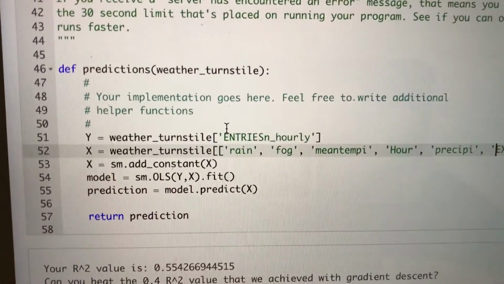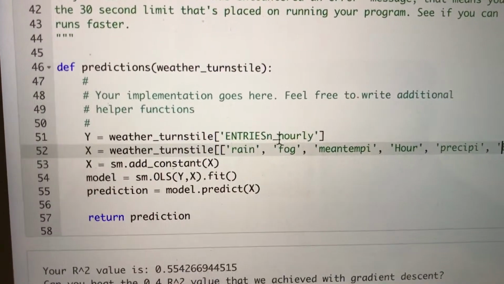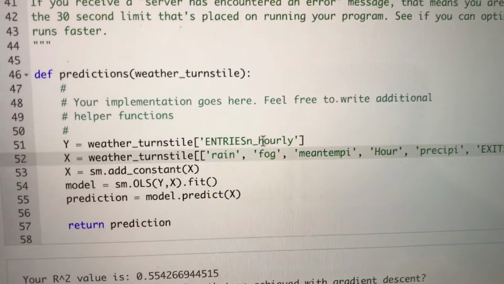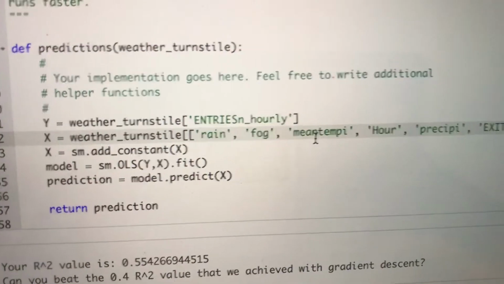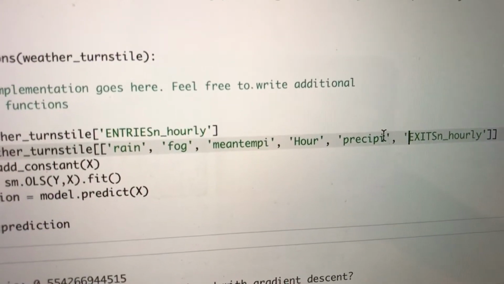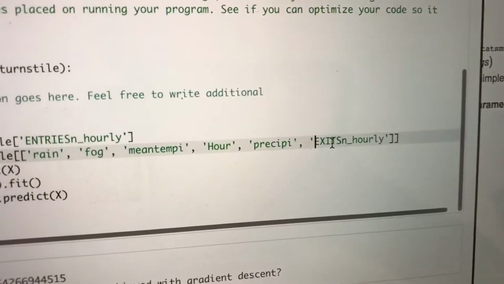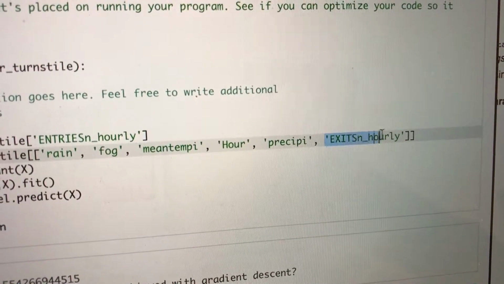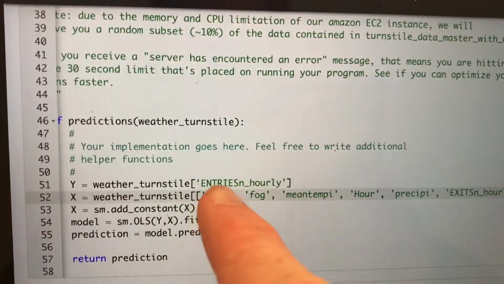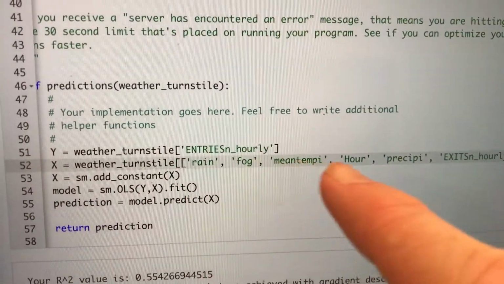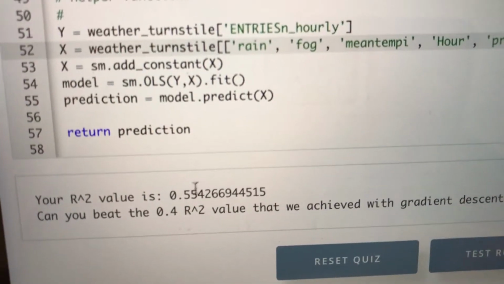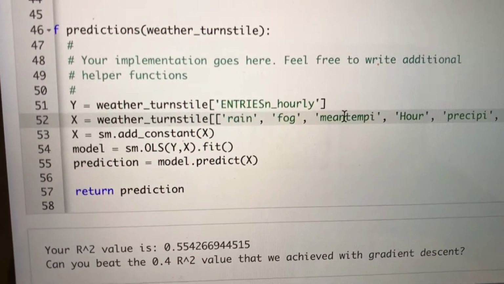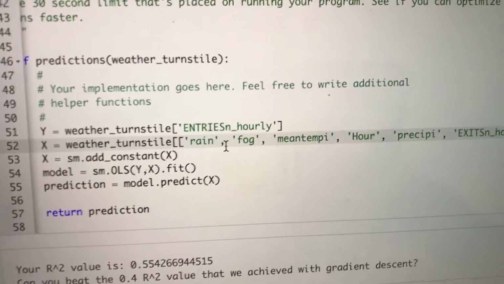So, I'm trying to predict here the number of entries into a subway station, so entries hourly, with the X value, with the parameters rain, fog, mean temp, hour, precipitation, and I added this one parameter here, exits. So that makes sense, predicting the number of entries into a subway using these parameters. So my R-squared value is now 0.55, still not the best, so the model could be improved more, but I'll leave it at this for now.